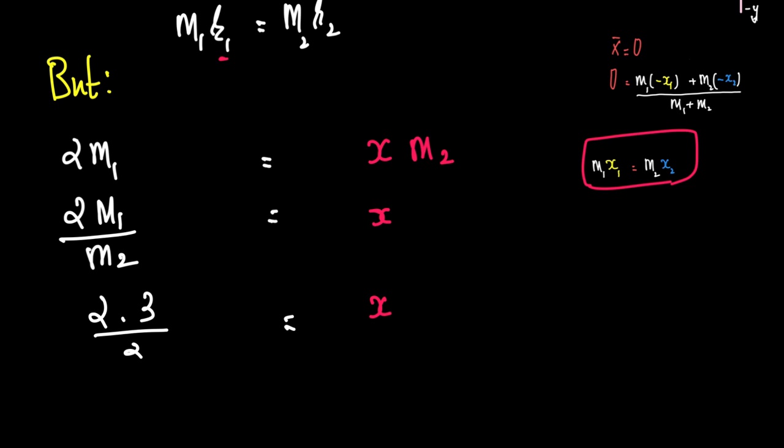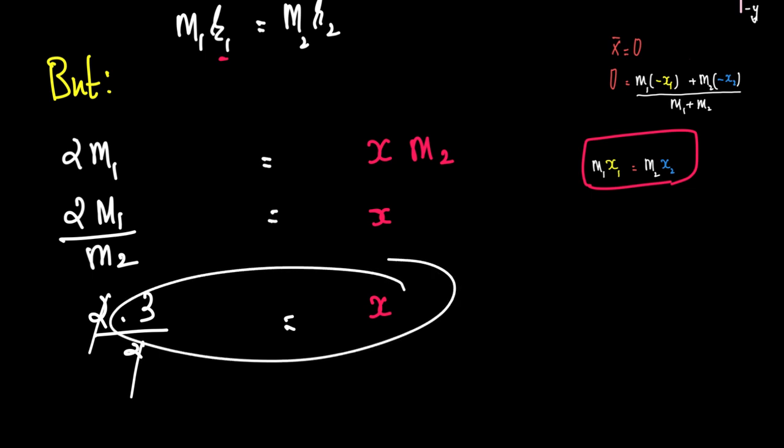Value of m1 is equal to 3, m2 is 2, so 2 times 3 by 2 is 3, and therefore the value of x is equal to 3 units. Alright, so that's the way to solve this question using center of mass as the origin.